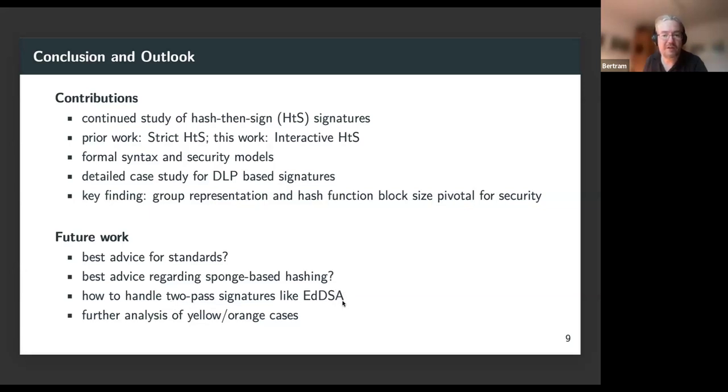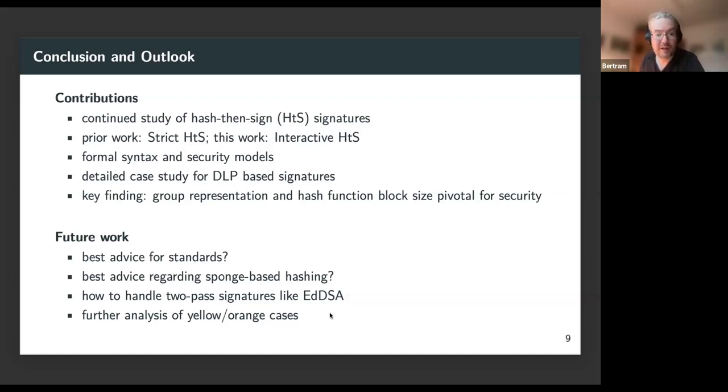Then some practical signature schemes like EdDSA will actually hash the message twice. That is because they want to be deterministic and not randomized, and so they need to compute the ephemeral randomness with a PRF from the very message. That means they first run over the message to get the randomness, and then they run a second time to actually compute the signature. So this is not covered by our syntax. This requires a change of syntax and also new security models.